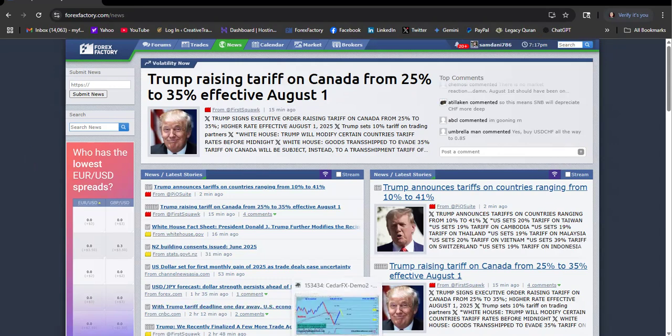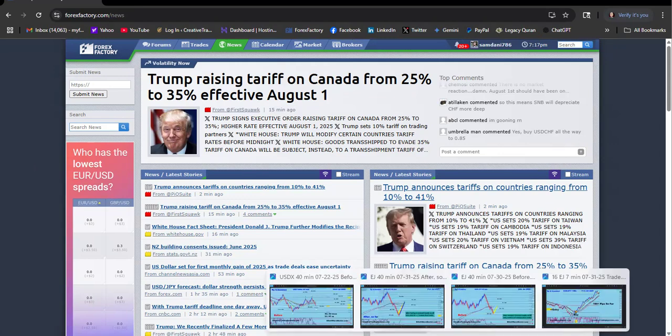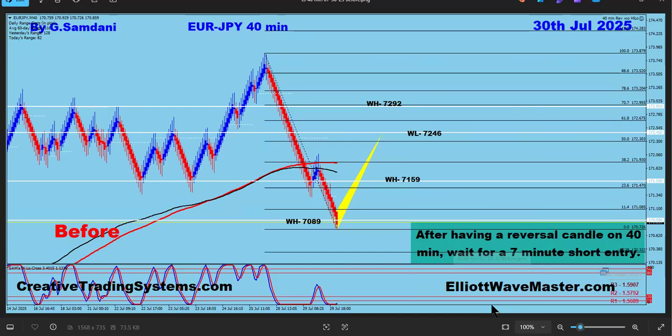And I want to explain something today. I made a mistake, and then I got an email that says, oops. So let me clarify that. Sometimes mistakes can happen, right? This is a chart I showed before, in my video or posted on the Telegram, that euro yen is probably going to bounce from here. But I have it written here that after having a reversal candle on a 40-minute, wait for a 7-minute short entry. That was wrong. It's supposed to be a long entry, right? My yellow mark is pointing towards the long side, to the upside. So it should be a long entry.